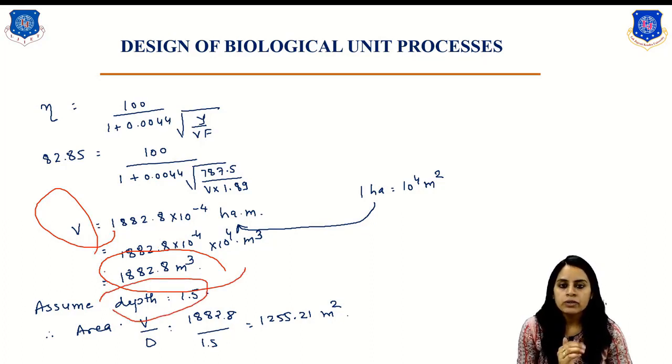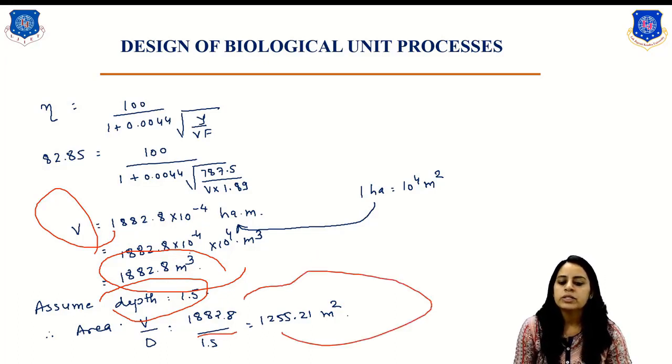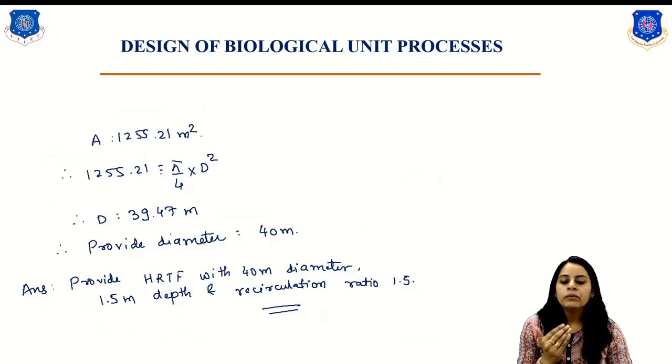So the area is equal to V by D. We find the area: V is 1882.8 divided by the assumed depth of 1.5. So the final answer is 1255.21 meter square. This is the value of the area. Now we find D, the actual diameter of the trickling filter.